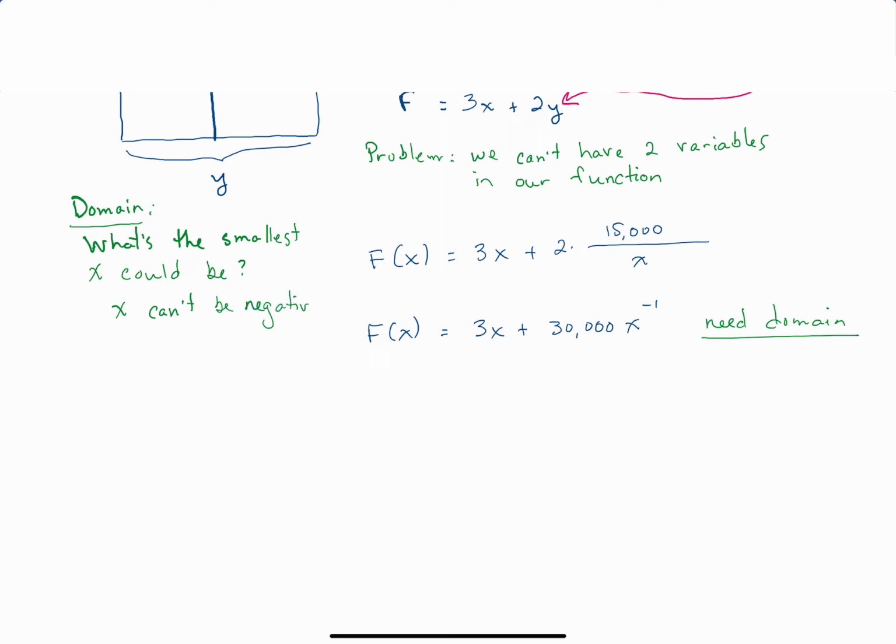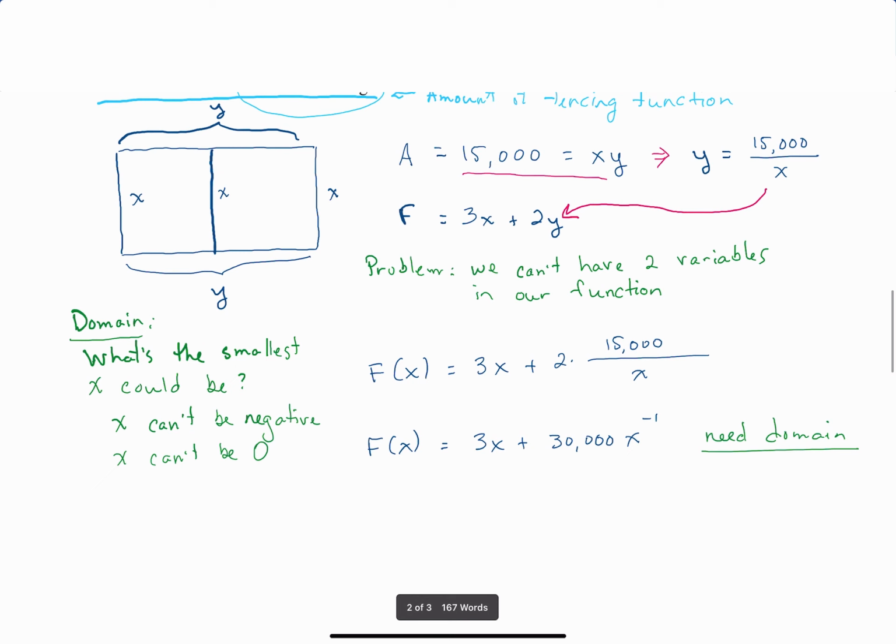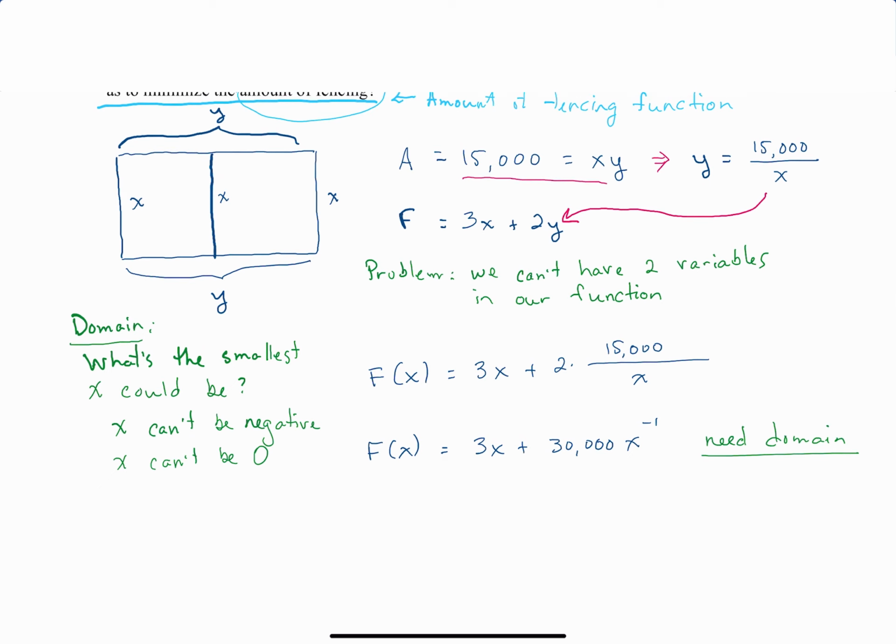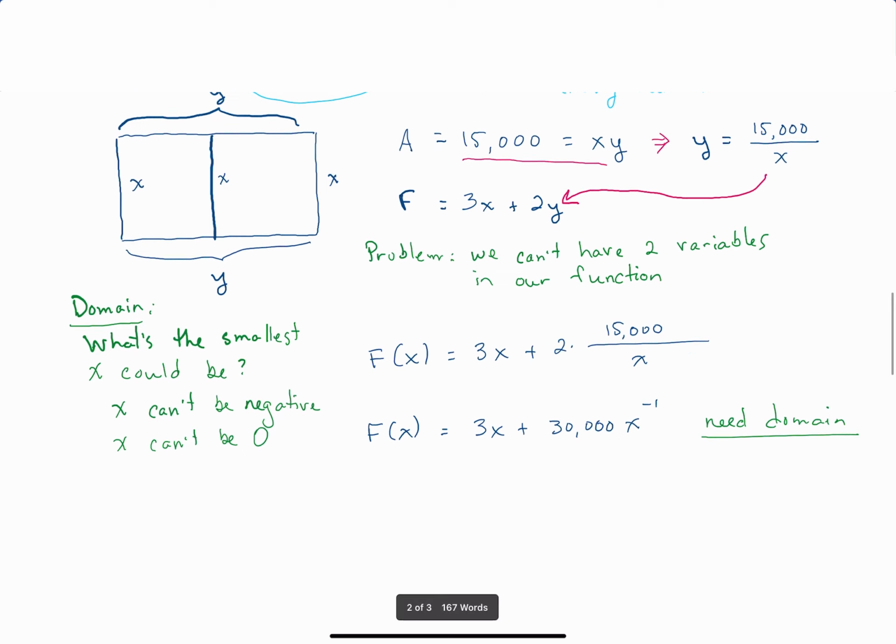Because x is a length, and length can't be negative. X also can't be 0, because if x were 0, then the area we were enclosing would be 0. Right? If you look at our area function, if x is 0, x times y is going to be 0, and so that's not going to be 15,000 like we need it to be. Okay, so x has to be a positive number, not 0.